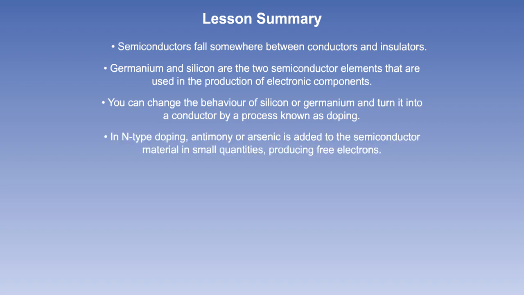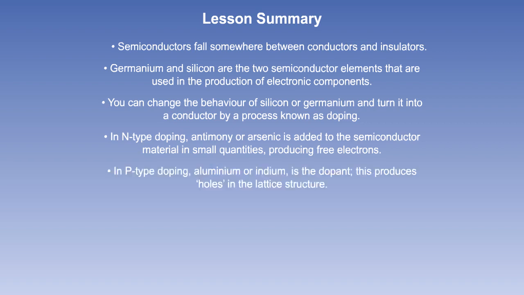In N-type doping, antimony or arsenic is added to the semiconductor material in small quantities, producing free electrons. In P-type doping, aluminium or indium is the dopant. This produces holes in the lattice structure.